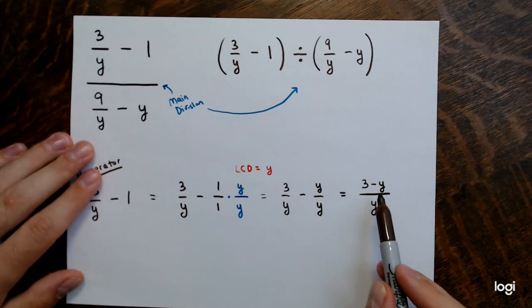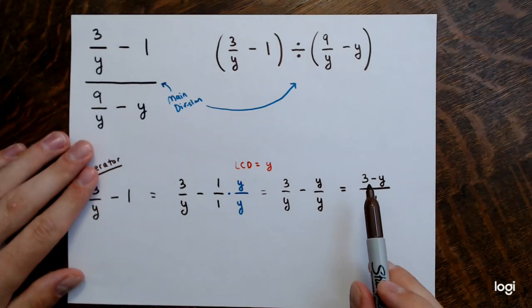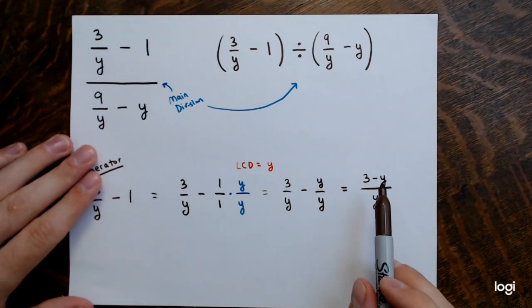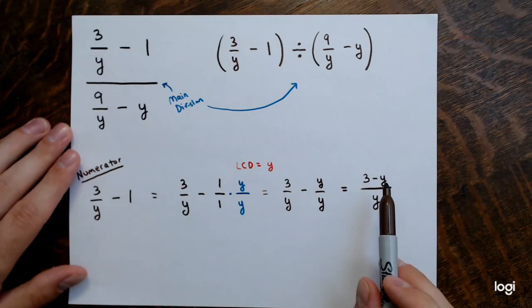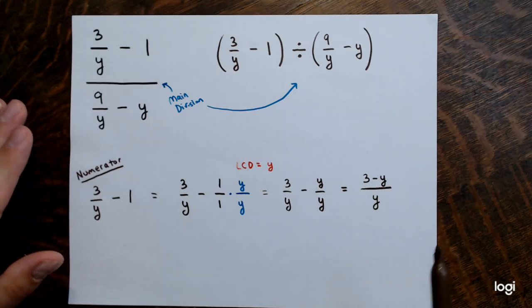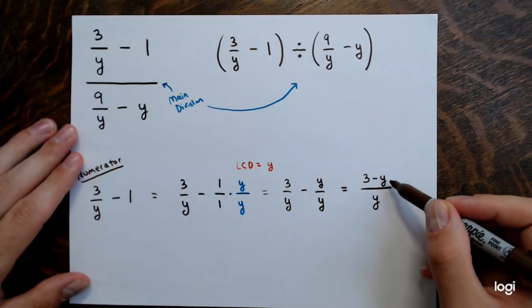Or if you want to write that as negative y plus 3, that'd be fine. I actually probably prefer that. I'll get to that later, where I might write this as negative y first, then plus 3, in descending order. But for right now, I'll leave it like this. All right, so there we go. Single fraction.